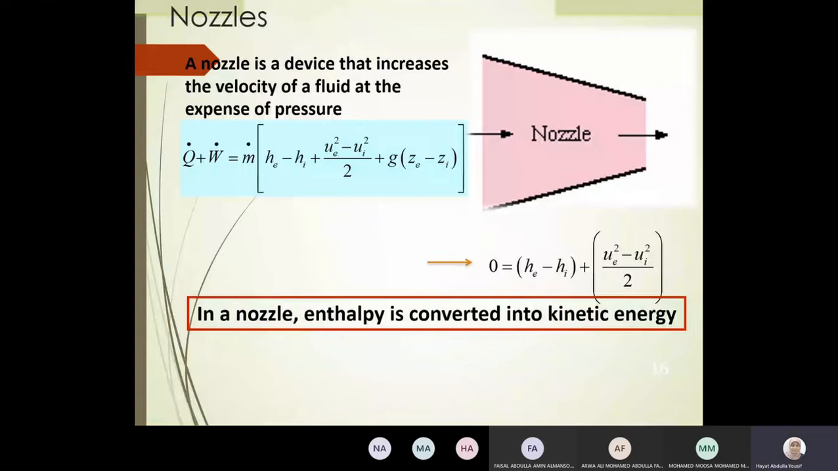Okay, great. So, the nozzle, we said the main change that takes place in the nozzle is that because of the change in the cross-section area, we do have the enthalpy converted to kinetic energy in the nozzle, and this is what we explained last time.